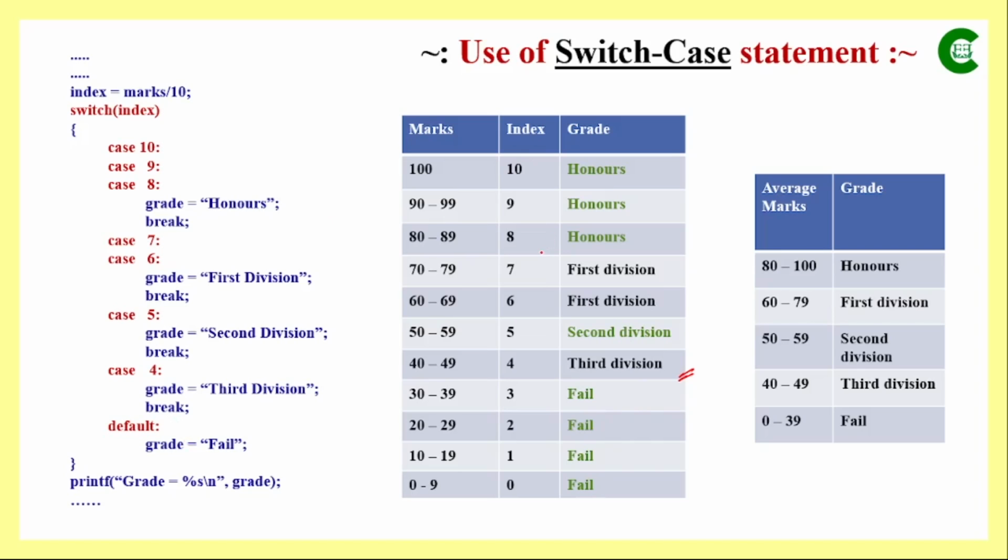So suppose the marks is 65, then how will it work? The index value will be calculated as 65 divided by 10, so that value will be 6. Now when the control comes to the switch, the index will be 6 here. The control will come here: case 10 doesn't match, case 9 doesn't match, then case 8 doesn't match, then case 7, the value is 7, doesn't match, then the next case whose value is 6. The value of this case matches with the value of the switch expression.